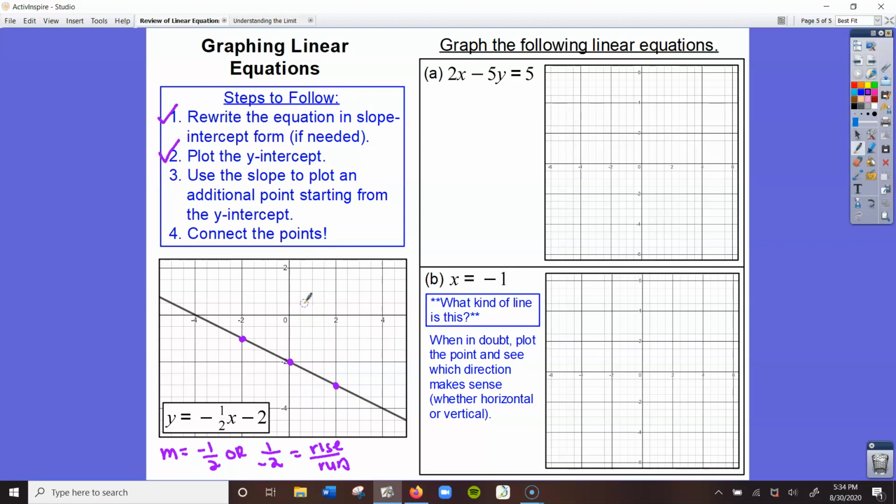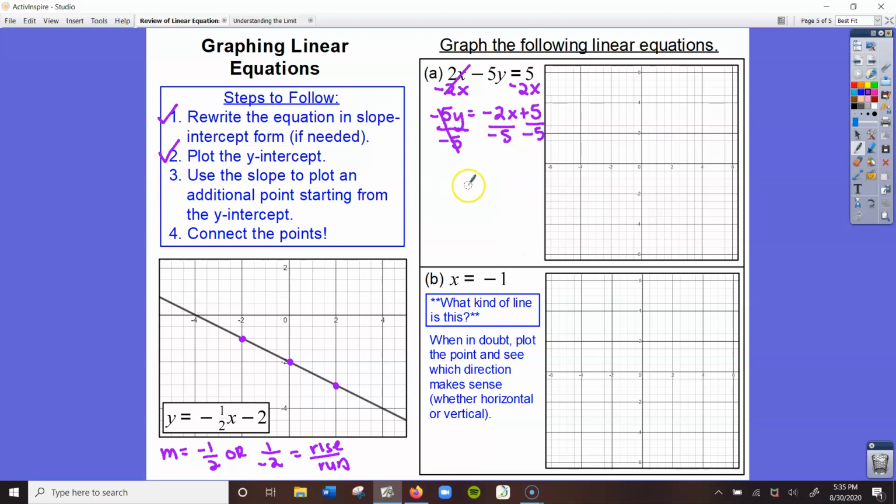So for part A, we have 2x minus 5y is equal to 5. My first step is to rewrite it in slope-intercept form. So I am going to first subtract this 2x to the other side. This will leave me with negative 5y is equal to negative 2x plus 5. And then our final step would be to divide by the negative 5. Remember, you're dividing everything on the other side.